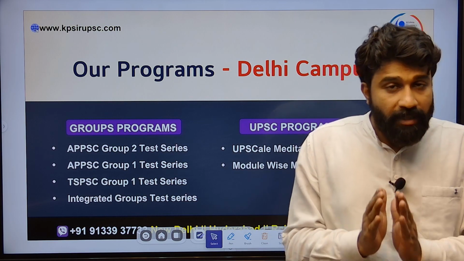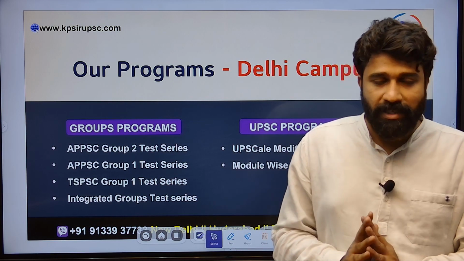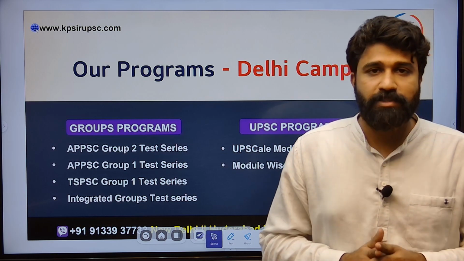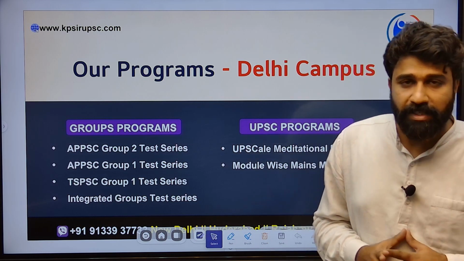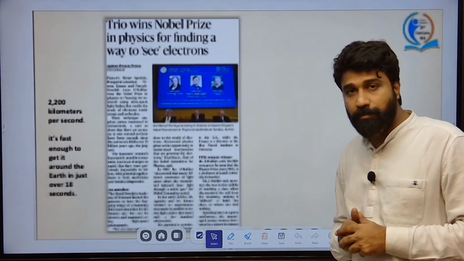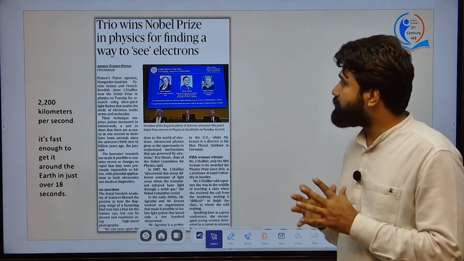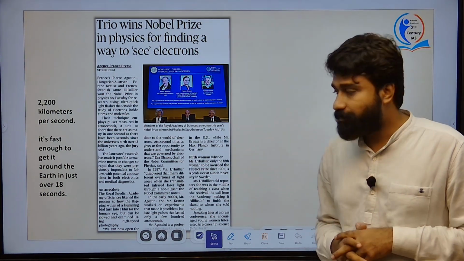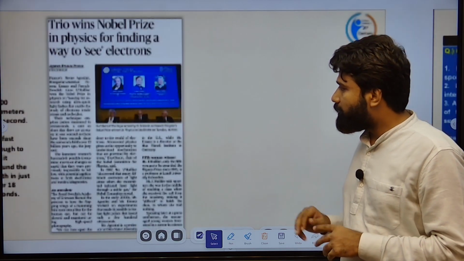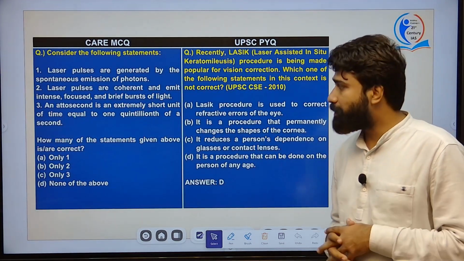And in the form of MCQs and associated PYQs, it can definitely align your mind on the lines of UPSC. Coming to our first article, it is about the Nobel Prize in physics for finding a way to see electrons. What is this article talking about? Let us come to the MCQ, it can save your time and energy.